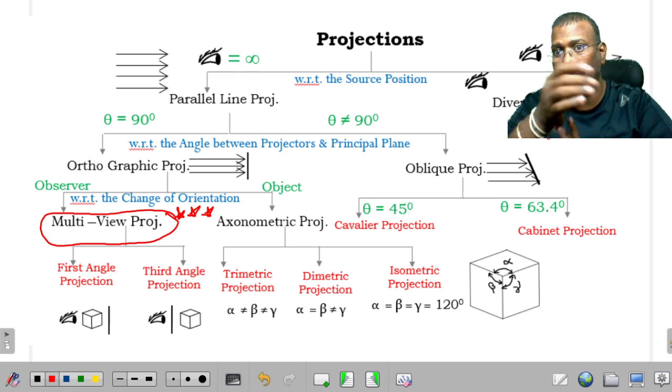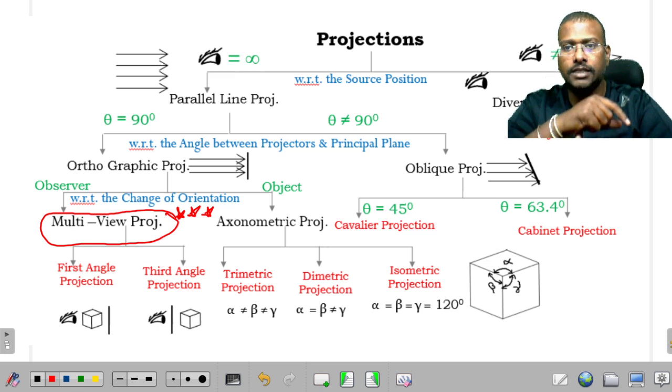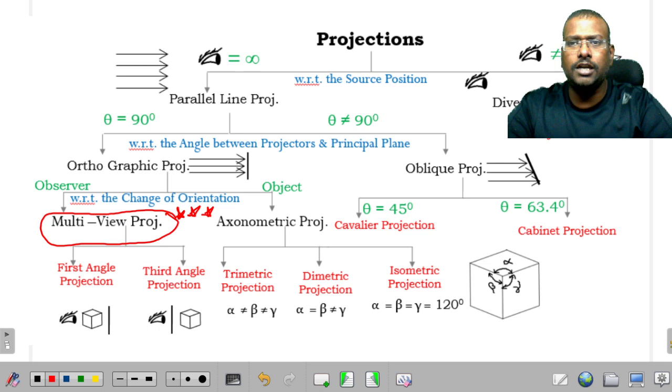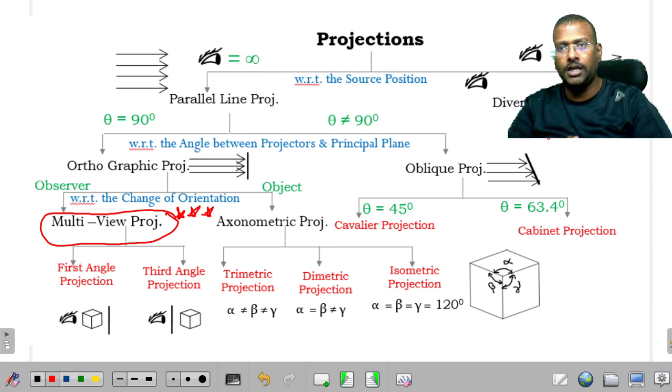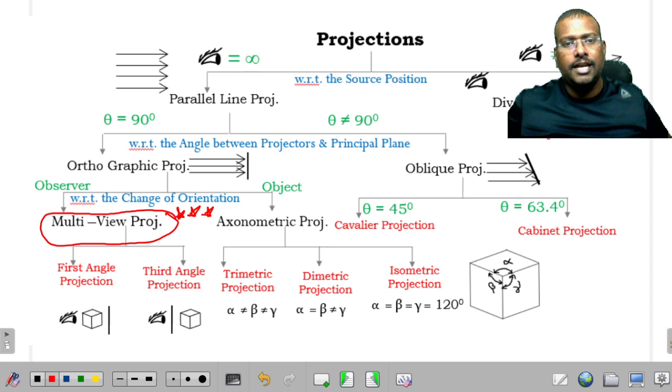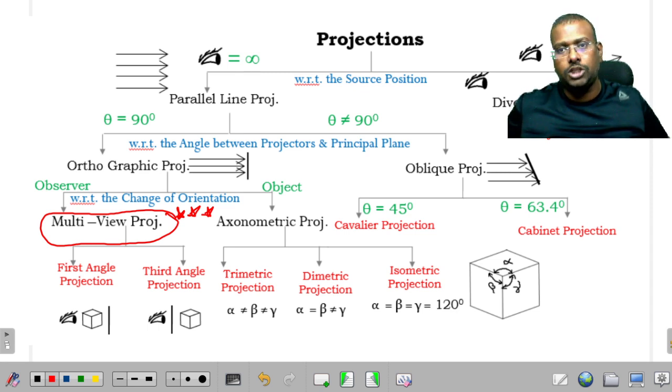Majority, I observed throughout India, because I delivered this class from Delhi to Kochi, so in the majority of universities they don't have perspective projection. Even in my videos I will give that particular one also. That is why multi-view projection is the most important one. I am explaining multi-view projection in detail in the next video.